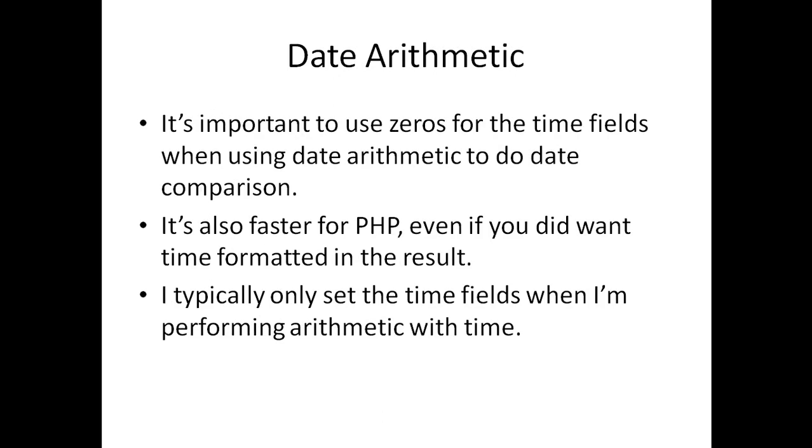Okay, so here are some tips. It's important to use zeros for the time fields when using date arithmetic to do date comparison. Basically, I already covered that. You're putting them there for the hour, minute, seconds. You're also putting them in the two dates if you're comparing dates, so that you actually get the same time to do comparison with.